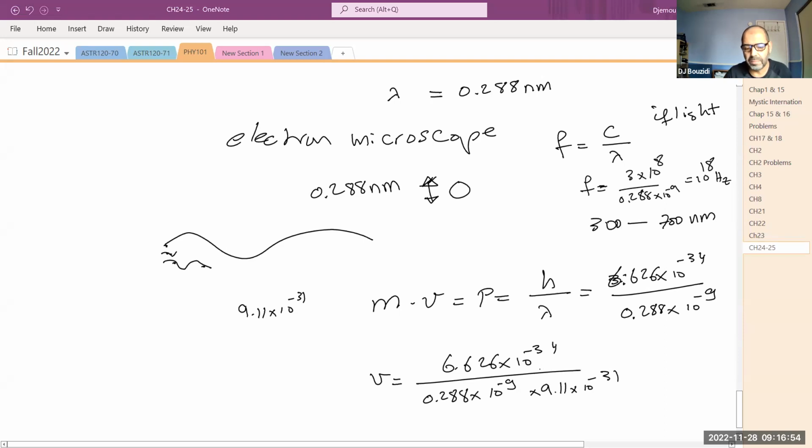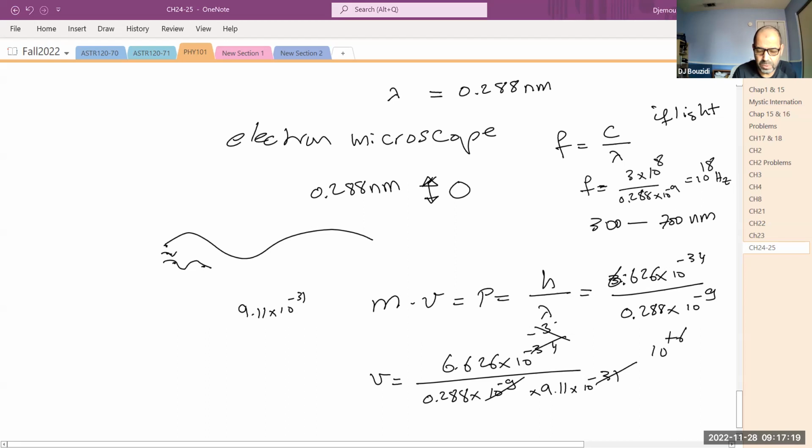When we have these big numbers, we usually deal with the powers first. And the powers are 10 to the negative 31 and 10 to the negative 34. Negative 34 minus negative 31 is actually negative 3. Negative 3 minus 9, that's going to be positive 6. So the whole thing in here is going to be 10 to the power 6. Okay, so far so good.